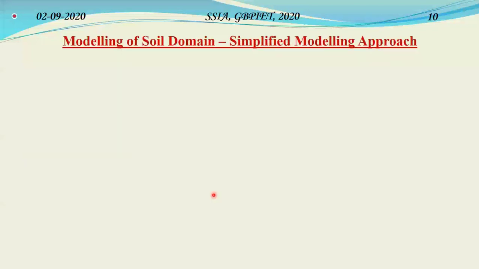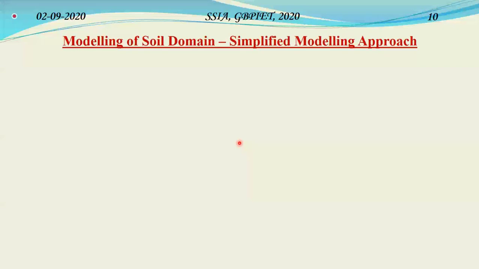The most important thing in soil structure interaction analysis is the modeling of the soil domain. How do you model the soil domain so that proper response is obtained? Two different approaches are commonly used: the simplified modeling approach and the detailed modeling approach. We will first look into the simplified modeling approach, where mostly lumped parameter models are used. So we may have a lumped spring model where we have a shallow footing which rests on the foundation soil.